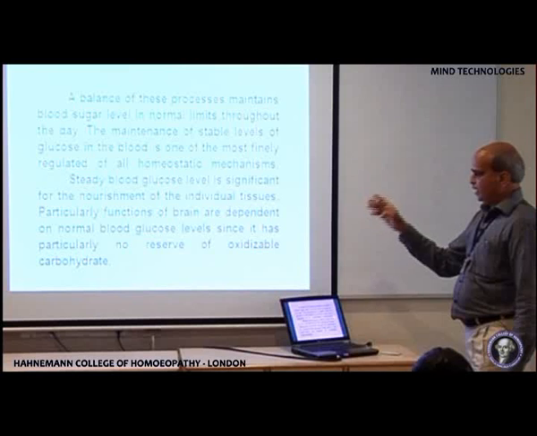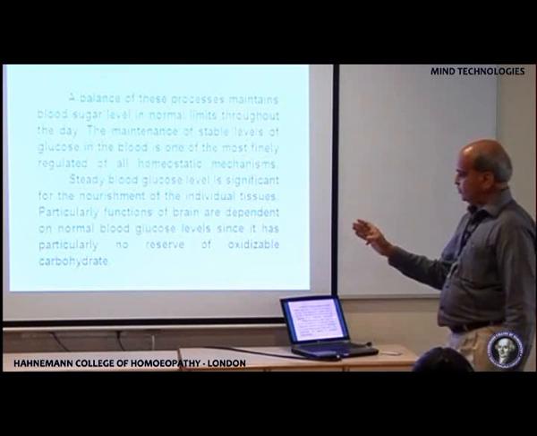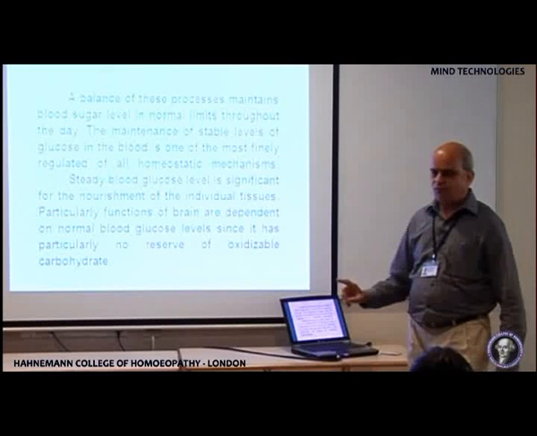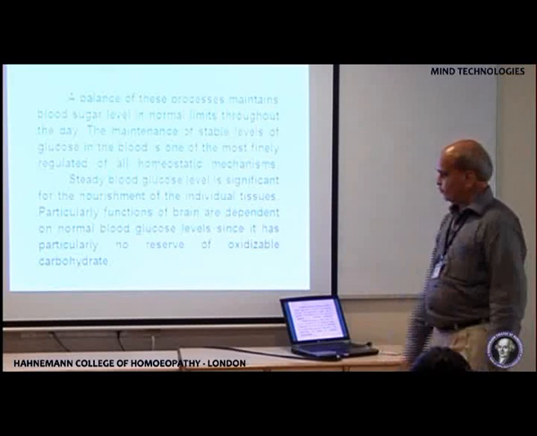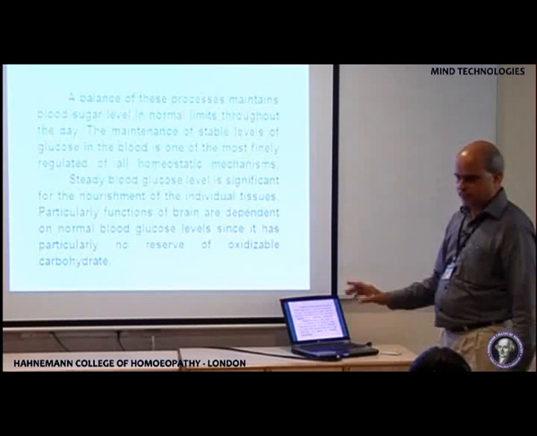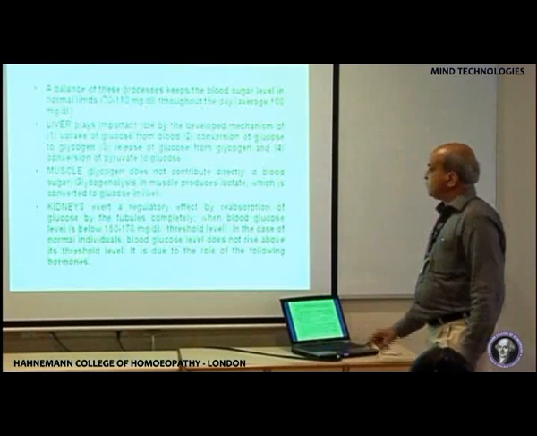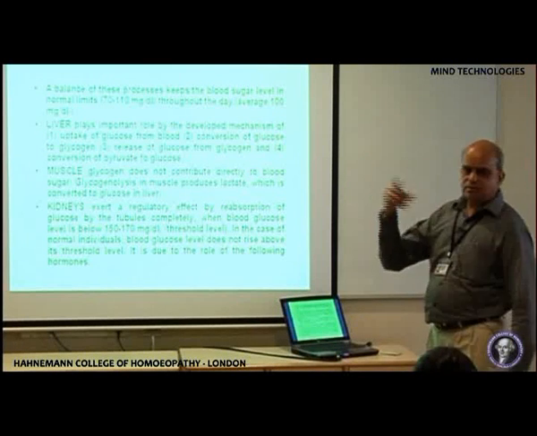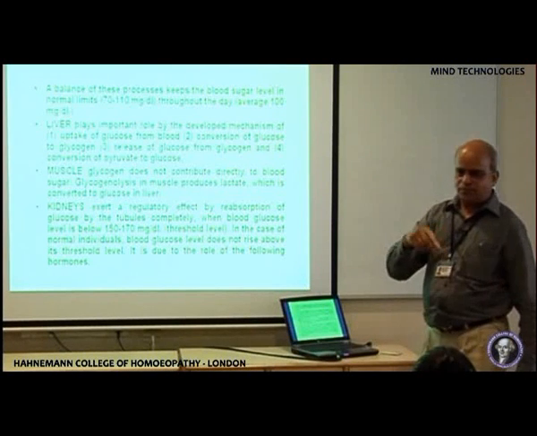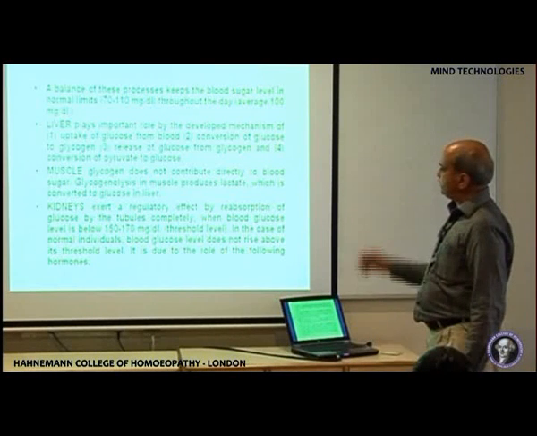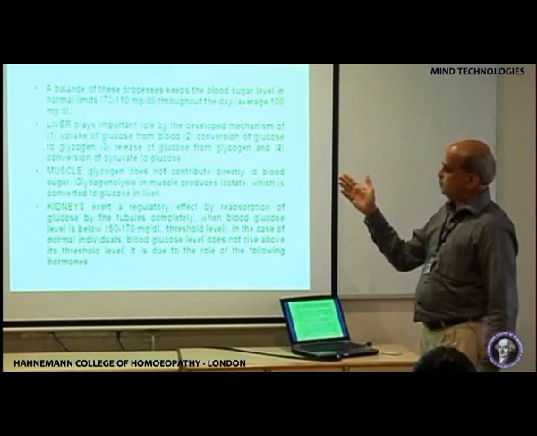of the brain are dependent on normal blood glucose levels, since it has particularly no reserve for the oxidizable type of carbohydrate. So this point you have to keep in your mind. This is a very important aspect. Now here the balance of the process keeps the blood sugar level, what one or two people have quoted, that is 70 to 110 throughout the day. On average it is going to be 100.